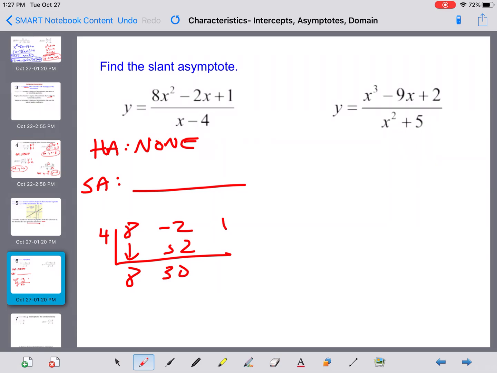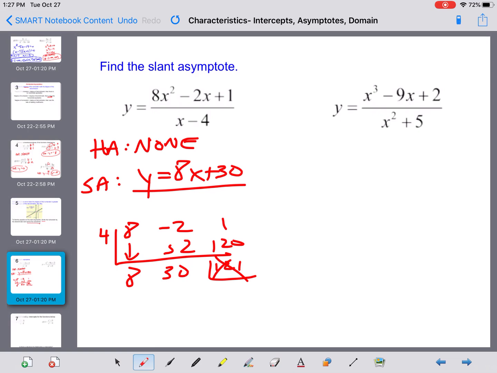Just for division purposes, we can say that 4 times 30 is 120, and we would get 121, but we really don't care. All we are looking for is y equals 8x plus 30. That is what we're looking for. We don't care about the remainder. Same thing for the next one.